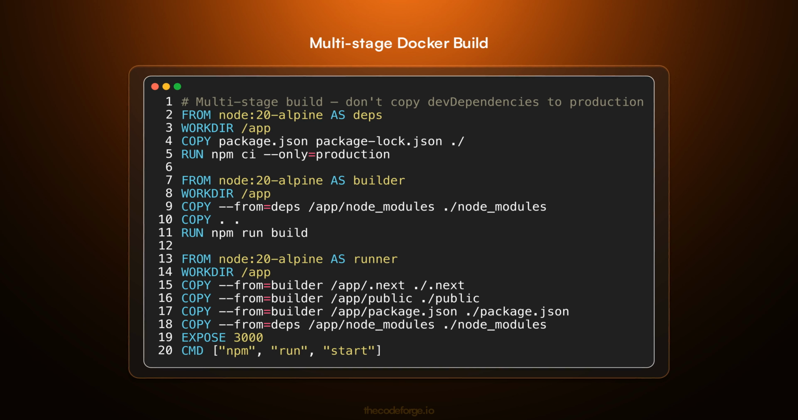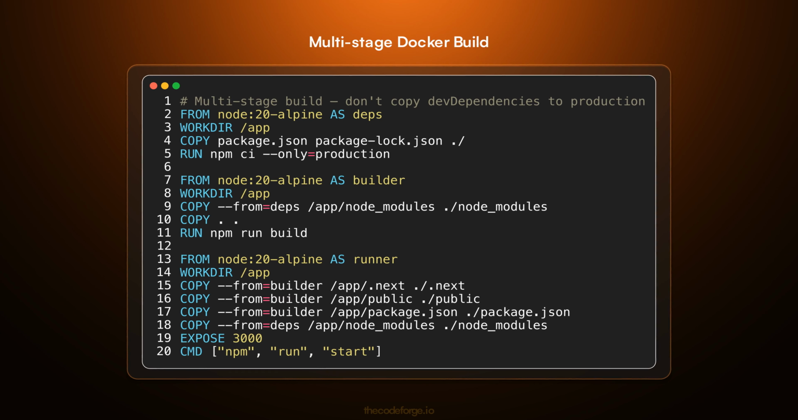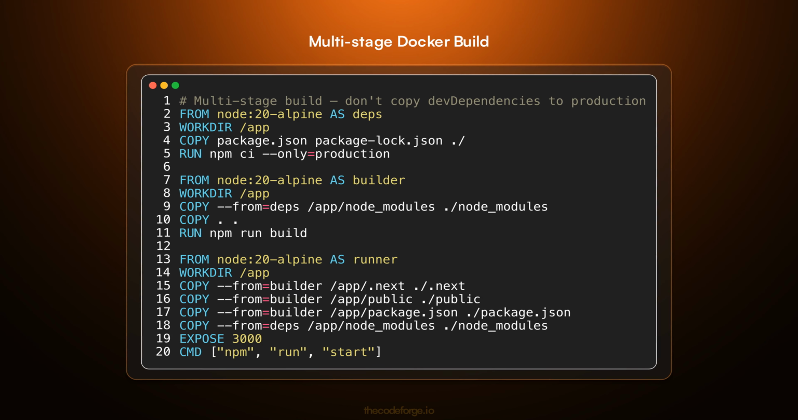This multi-stage Docker build ensures that devDependencies are never copied into the production stage. The first stage installs only production dependencies, with npm ci --only=production. The final stage only has what's needed to run.